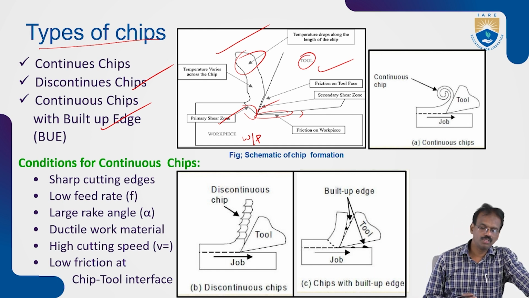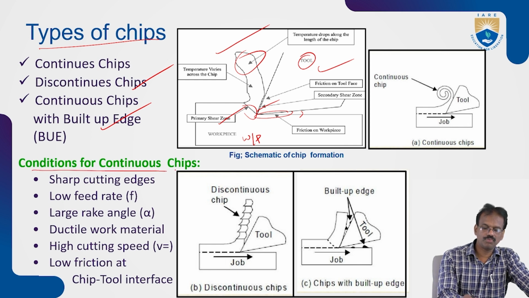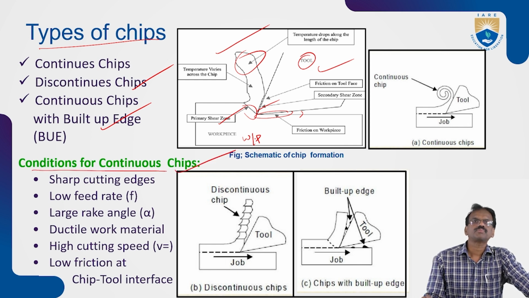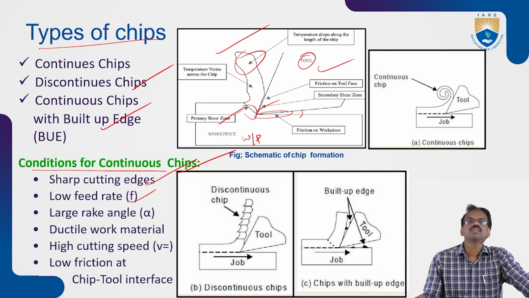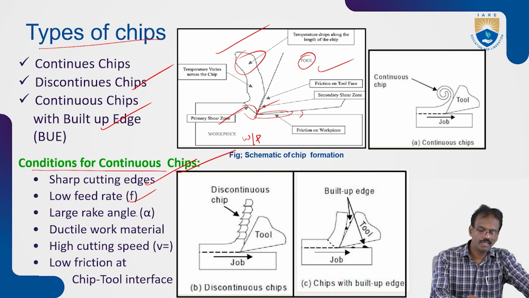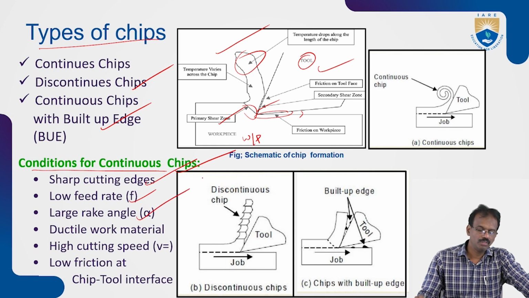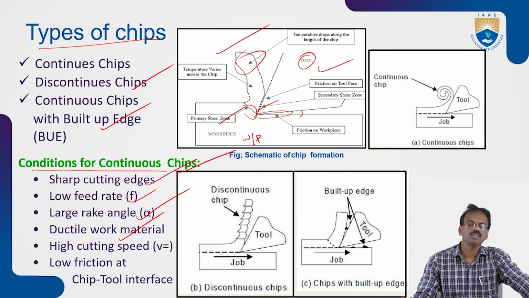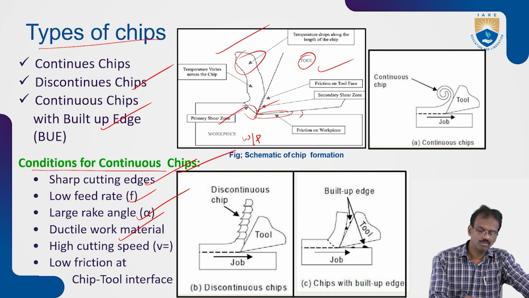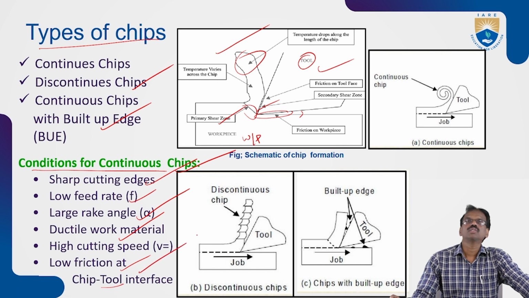Before going to that, these are the conditions for continuous chip formation: sharp cutting edges, low feed rate, and a large rake angle. This is very important. For ductile materials, we will see continuous chip formation. We will also see high cutting speed, V, and low friction at the chip-tool interface. So these are the conditions for continuous chip formation.